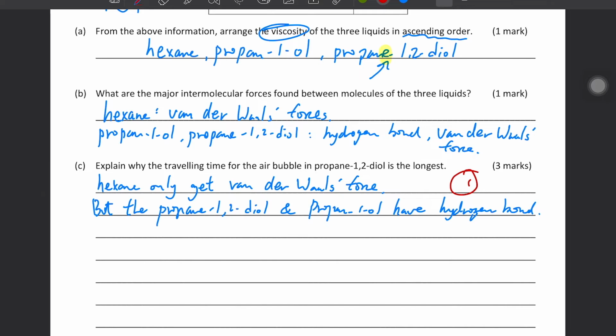But many of you may think that the propane-1,2-diol, propane-1-ol got hydrogen bond. They think they should get the other mark. The answer is no, because you need to give me the difference between two types of intermolecular force. So please write it down more. Yes, which is stronger than van der Waals force. And this, you got the second mark.